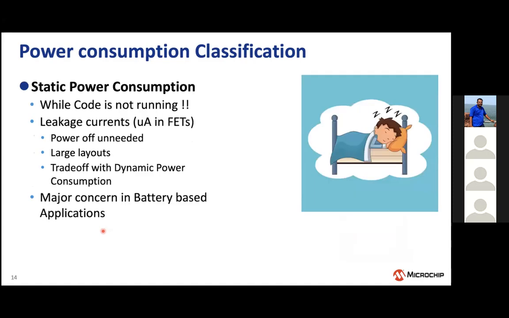Now, talking about the static power consumption, it is when the MCU or any other peripherals are in sleep. What are the things that affect static power consumption? It is nothing but the leakage currents. So the golden standard is that you have to power off everything that is not needed, and you need to decide what to be done with the open pins or the unused pins. A large layout is going to create a lot of leakage, and you also need a trade-off with dynamic power consumption. A high value of capacitance will cause dynamic power to increase a lot. Performance will be degraded, and it's going to affect static power consumption adversely. Static power consumption matters mostly if your system design is battery based.